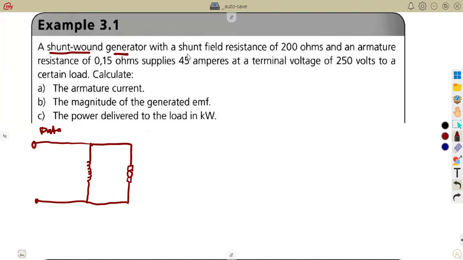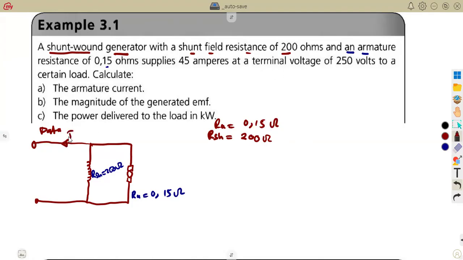We are given the shunt field resistance, which is 200 ohms. The resistance affecting the shunt here is given as 200 ohms. The resistance of the armature is also given, 0.15 ohms. Thus, we've got armature resistance there. Supply is 45 amps at the terminal, meaning the load current at the terminals is given as 45 amperes. It supplies this current of 45 amperes at a terminal voltage of 250 volts. Meaning we are given what is happening at the terminal. The voltage there is given as 250 volts.